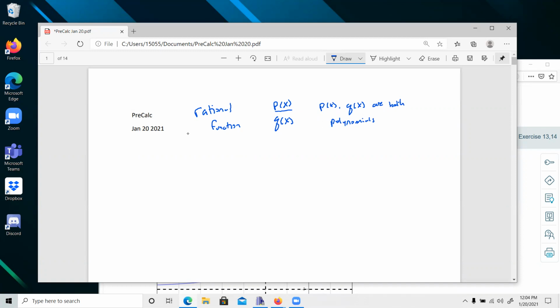And q of x is not going to be a constant, because if I just give you, like, x squared over 2, that's really not the same thing as an x squared over a 2x plus 1, okay? So we're not going to worry about these too much, because we could rewrite this thing as 1/2 x squared, and now it's back to being a polynomial again. So not rational, rational. Okay, so those are our pieces.